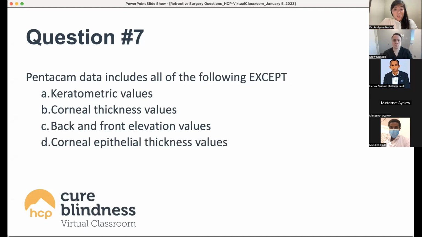Question number 7. Pentacam data includes all of the following except A, keratometric values, B, corneal thickness values, C, back and front elevation values, or D, corneal epithelial thickness values.